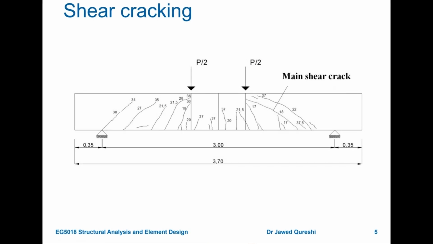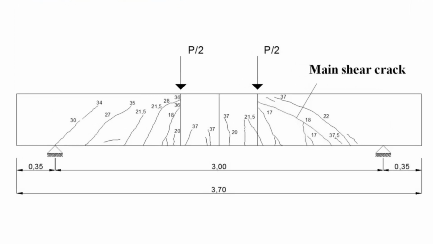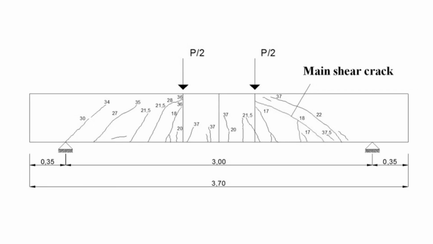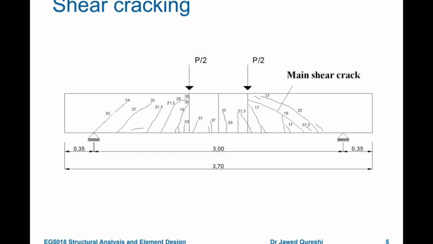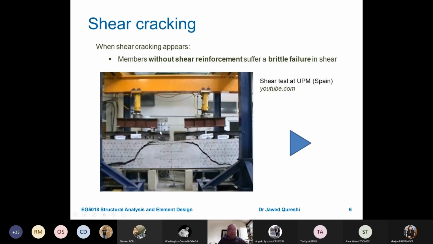Then here you can see how a beam is going to crack if you apply loading. Now here two-point loads are applied, and you can see how this cracking is developing. But I would like to show you a video as well to give you an overview of why shear reinforcement is important. When shear cracks appear, beams or members without shear reinforcement will fail suddenly, and this kind of failure should be avoided at all costs.